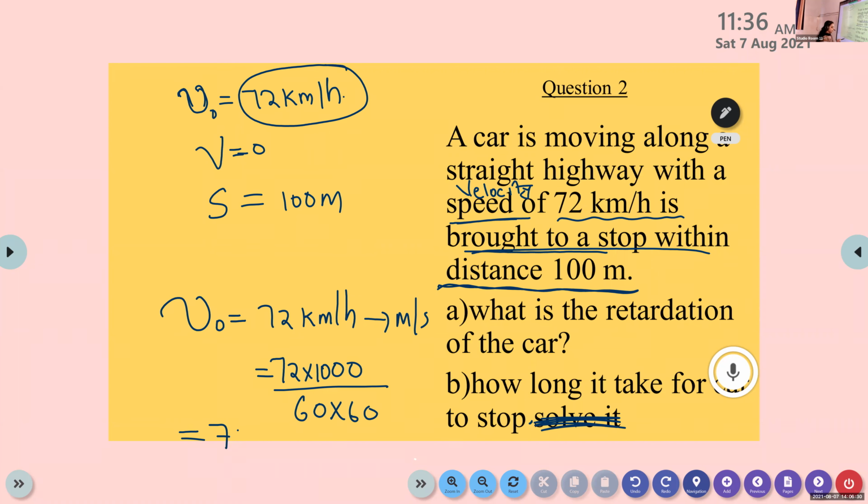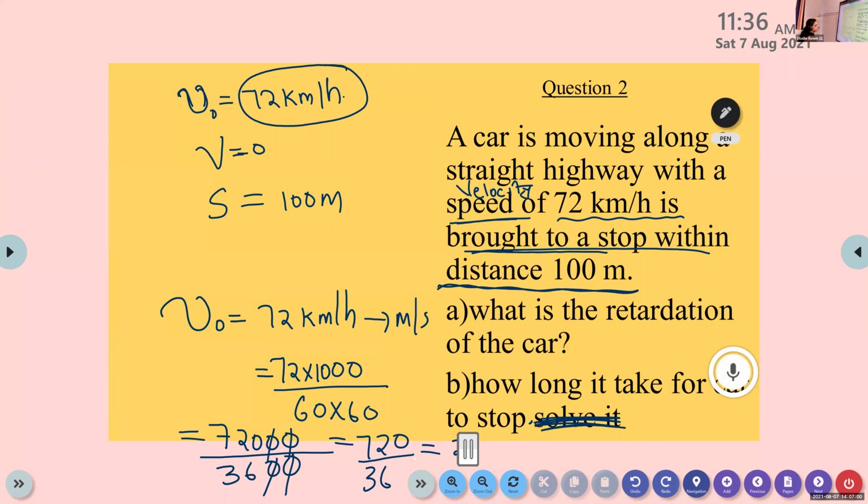So it is 72,000 divided by 60 into 60, which is 3,600. So here we can cut these two zeros. So it becomes 720 divided by 36. What is 720 by 36? 20. And what is the SI unit?